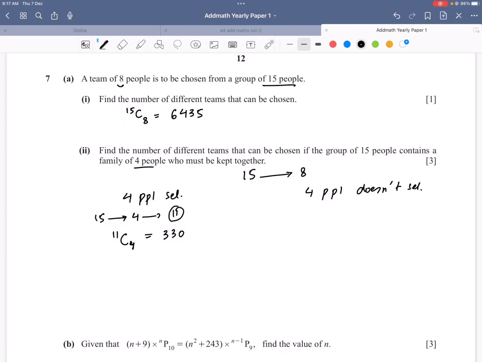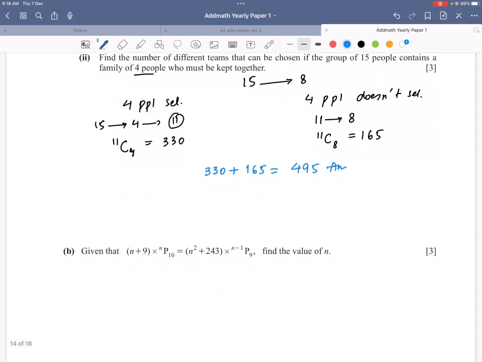Now, if the 4 people are not selected, so what will we do? We have now 11 people left over, and out of 11 we need to select 8 of them because we cannot select 4 of them. So it will be 11 combination 8, and 11 combination 8 equals 165. So the total number of ways is 330 plus 165. That will be equal to 495. That will be your answer. Alright, so either all 4 of them are selected or none of them are selected. So there are 2 cases.